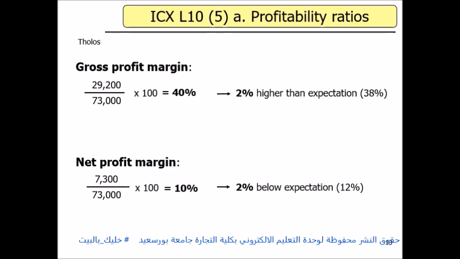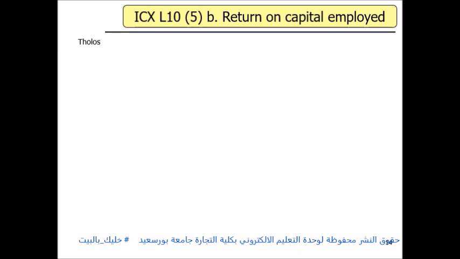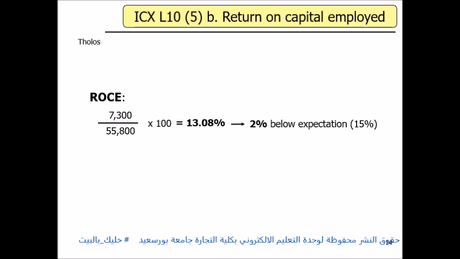Now let's move to return on capital employed. How to calculate return on capital employed? It's equal to net profit divided by closing capital plus long-term debt, multiplied by 100. So it's equal to 13.08%, which is below the expectations by 2%.